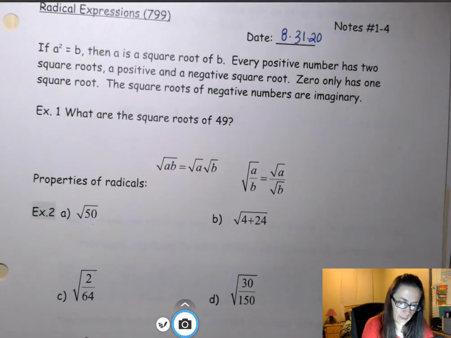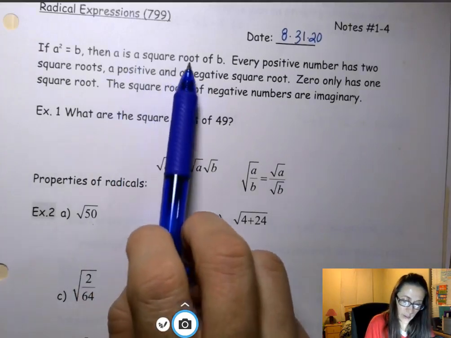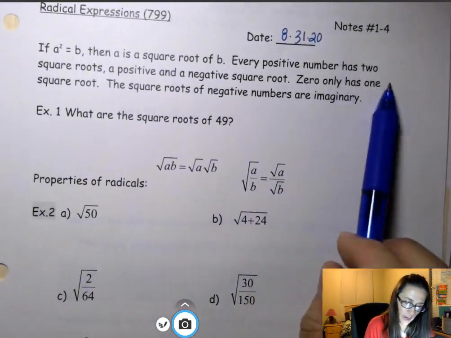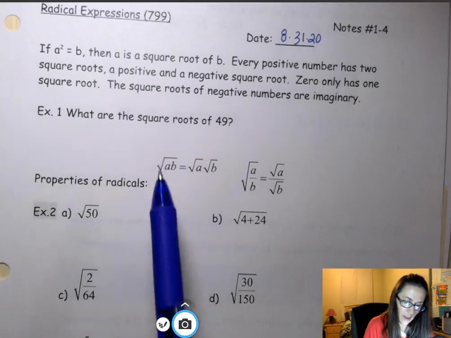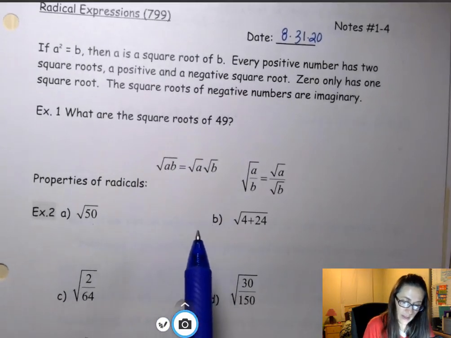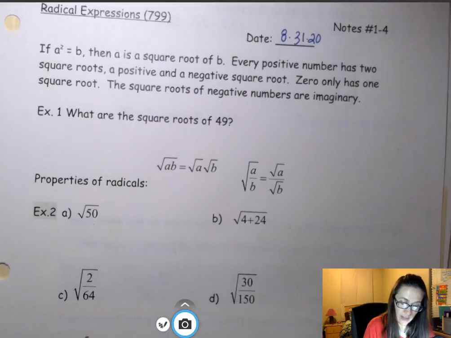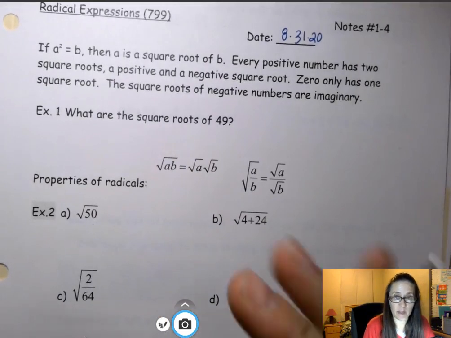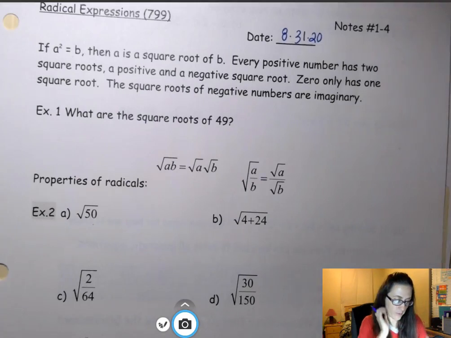If a squared is equal to b, then a is the square root of b. Every positive number has two square roots, a positive and a negative square root. 0 only has one square root. The square roots of negative numbers are imaginary. So again, you can't take a square root of a negative number. So some things that we want to pay attention to.